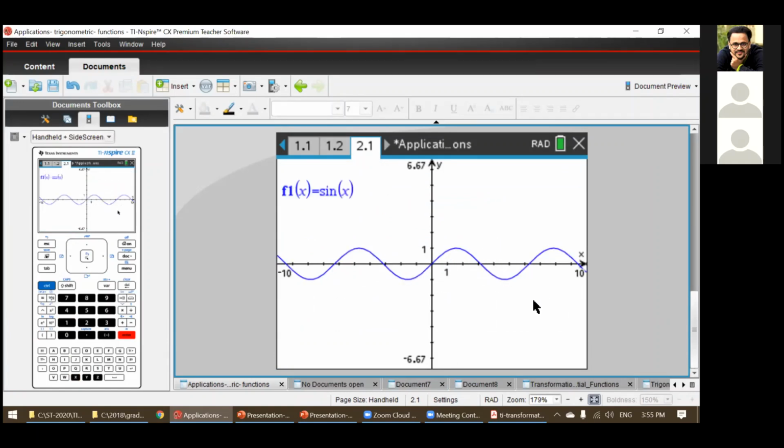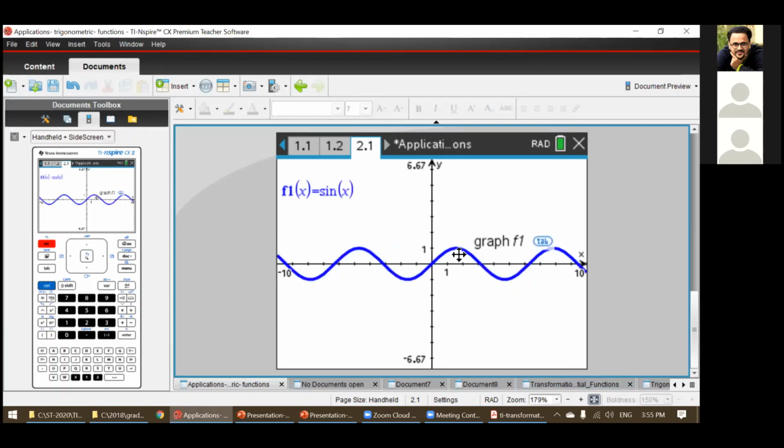Now, as you can see, I like to ask my students, what do you observe about it? They'll all say waves, and some say that it repeats. I like it when they say it repeats, because yes, it is a periodic function. And you can see the relationship of the graph to the unit circle. Now, this x-axis here is what we call the principal axis.